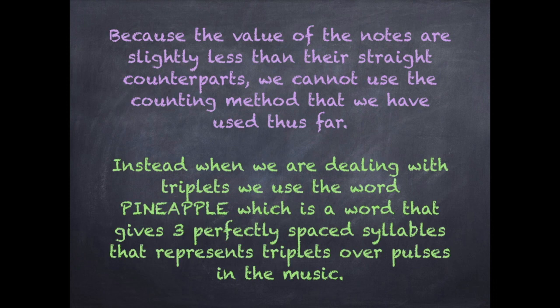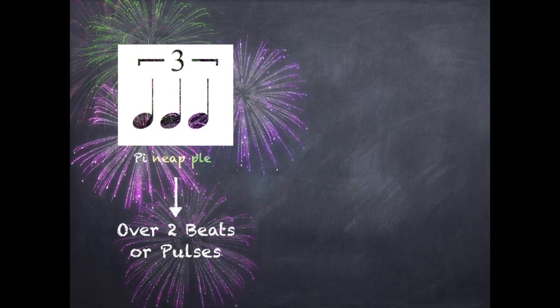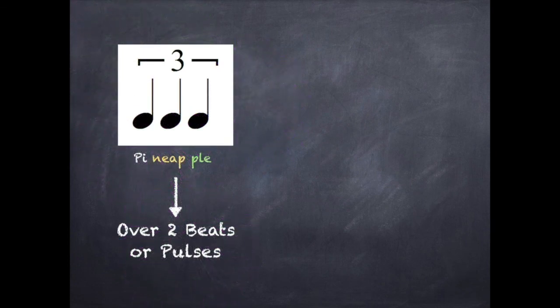Instead, when we are dealing with triplets, we use the word pineapple, which is a word that gives 3 perfectly spaced syllables that represents triplets over pulses in music. So, a crotchet triplet would have the word pineapple spread evenly over 2 beats or pulses. Pineapple, pineapple.